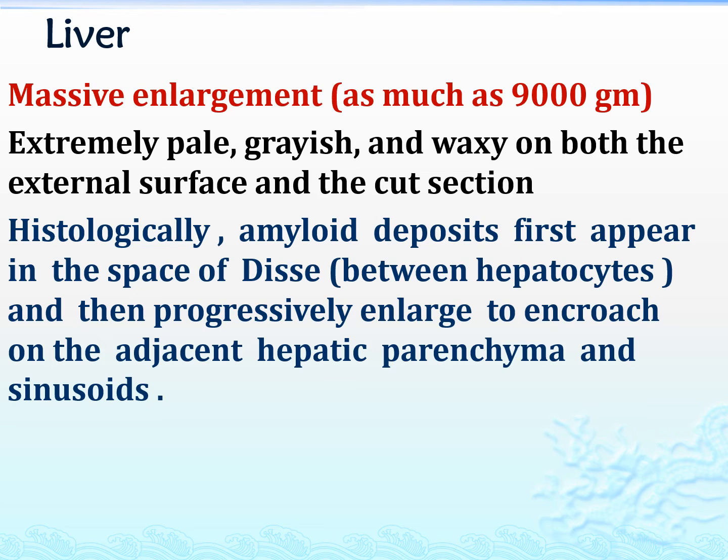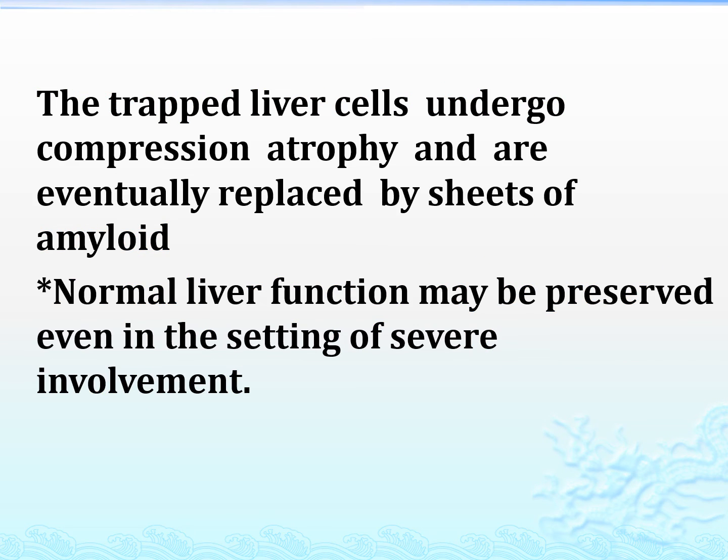In the liver, amyloidosis may result in massive enlargement, up to 9 kilograms in weight. The liver looks extremely pale to grayish and waxy on both the external surface and the cut section. Normal liver function may be preserved even in the setting of severe involvement.